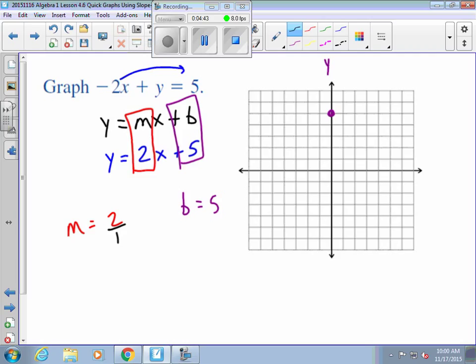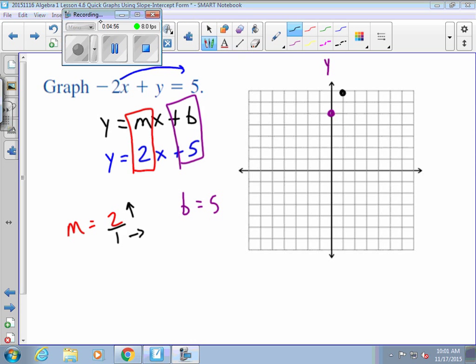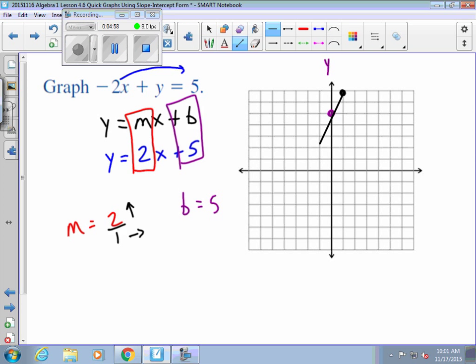It is positive 2, which tells you to go up 2. It is positive 1, which tells you to go right 1. So up 2 and to the right 1 will be your second point. Once you have 2 points, you can draw your straight line through those 2 points, and your graph will look like so.